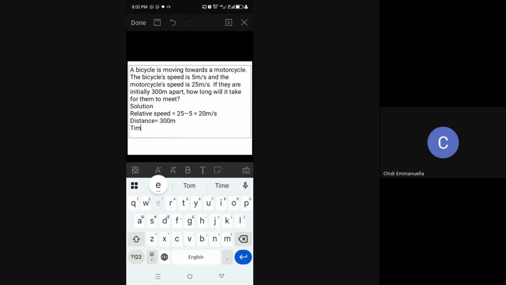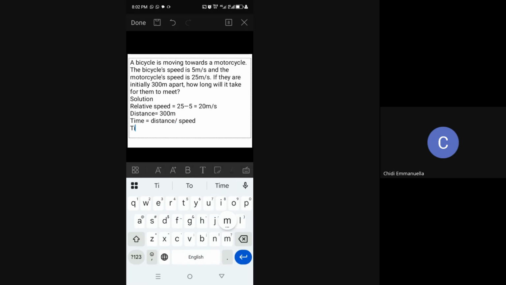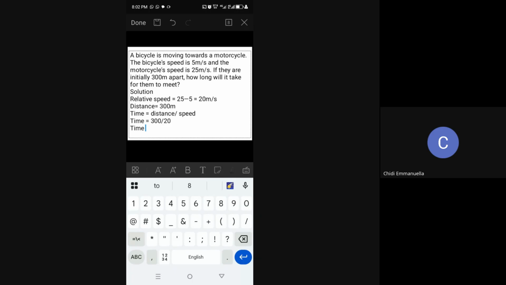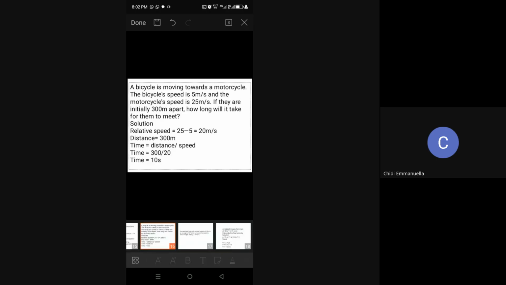So you have to calculate for time. How long always means time. How far always means distance. Don't forget, those phrases are important in physics. How long, time. How far, distance. So time is distance over speed, which means time is equal to 300 over 20. So time is equal to 10 seconds. Very simple question.